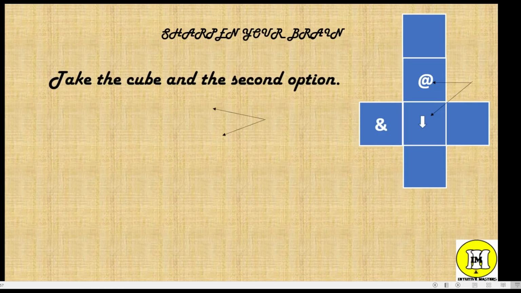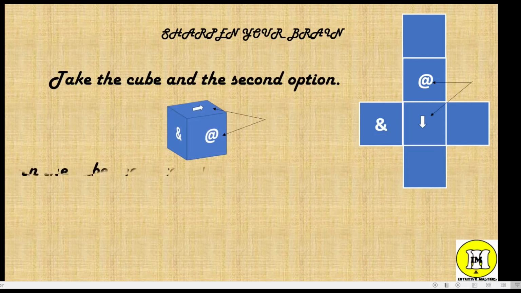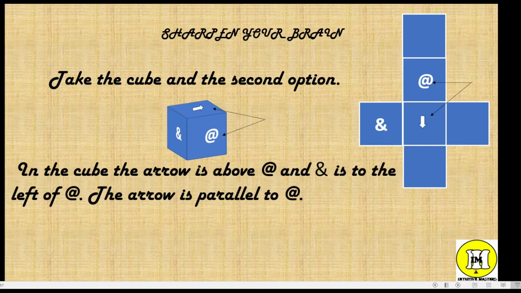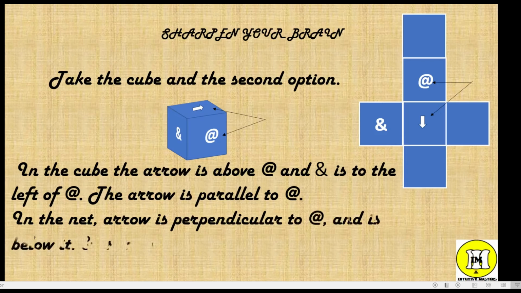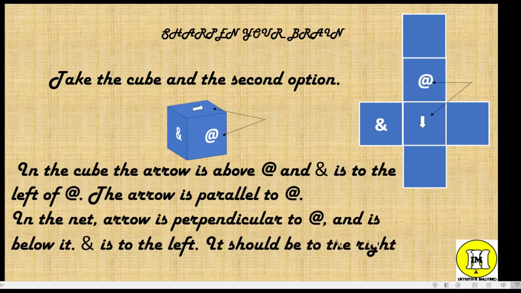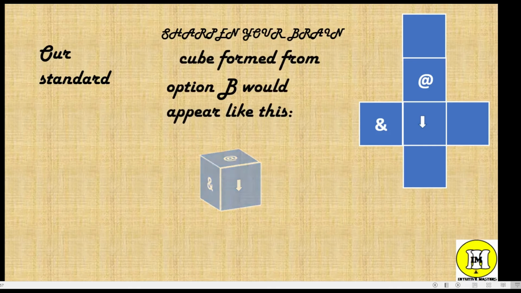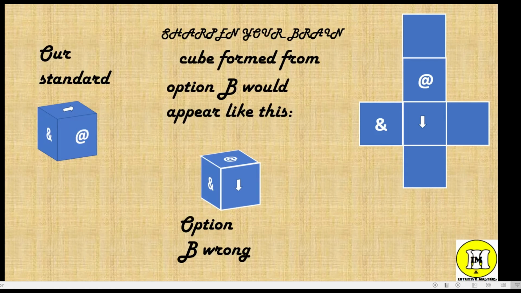Take the cube and the second option. In the cube the arrow is above the at and is to the left of it. The arrow is parallel to the at. In the net, the arrow is perpendicular to the at and is below it, and is to the left. It should be to the right. Cube formed from option B would appear like this. Option B is wrong.